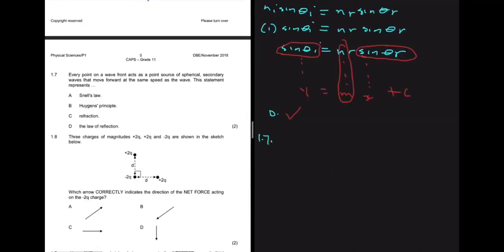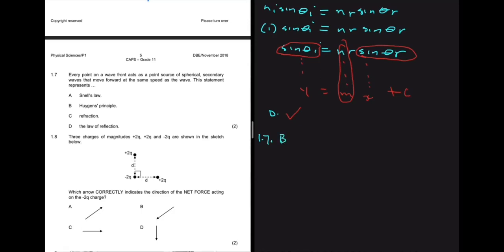So 1.7 is saying that every point on a wave front acts as a point source of spherical secondary waves that move forward at the same speed as the wave. This statement represents, and then we have Snell's law. That is not Snell's law, obviously. And then for B, we have Huygens principle, right? And that's definitely what the definition says. So our answer for 1.7 is B.